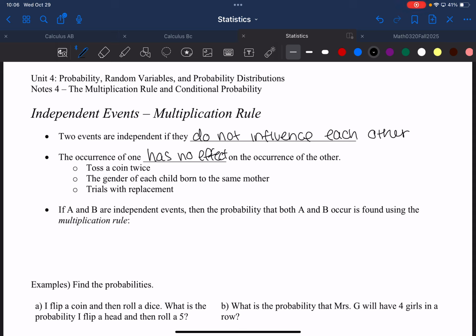Okay, so the gender of your child doesn't affect the gender of the next. So you could think of your siblings, right? Depending on your gender, did that mean that your parents only had that one specific gender or the opposite gender? No, because they are two independent events. And then lastly, trials with replacement. Trials with replacement means, let's say I have a deck of cards. You draw a card from the deck, and then you put the card back in. That would be trial with replacement. Without replacement means I take the card out of the deck and I don't ever put it back in. Okay.